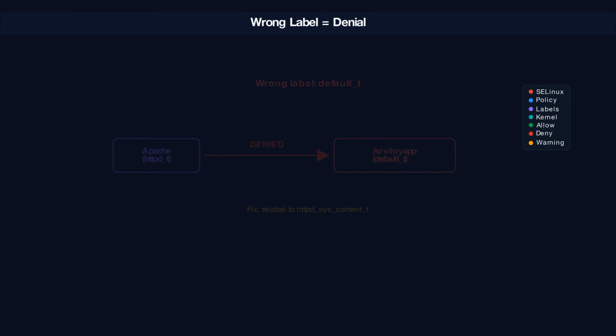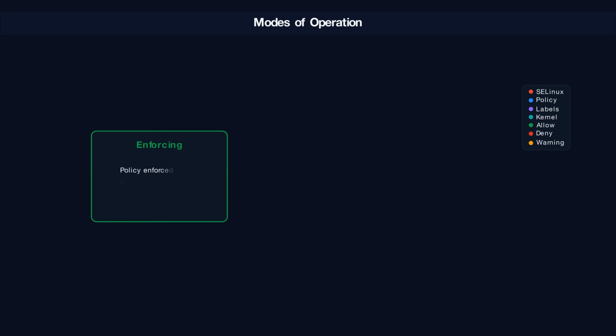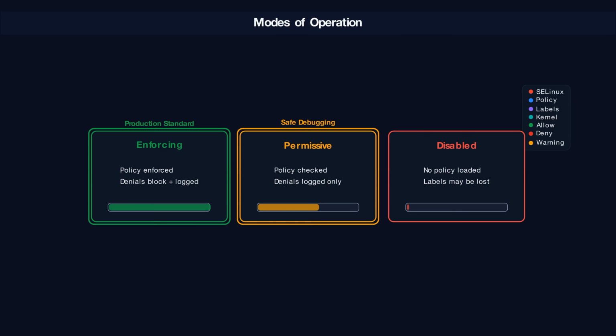SELinux operates in 3 modes. Enforcing mode is the production standard. Policy is actively enforced. Denials block actions and are logged. This is where SELinux provides actual security. Permissive mode is the safe debugging mode. The kernel logs denials exactly as it would in enforcing mode, but does not actually block anything. This lets you discover every policy violation without causing outages.